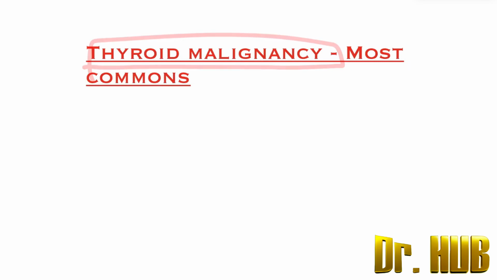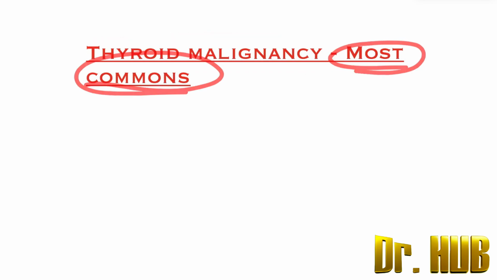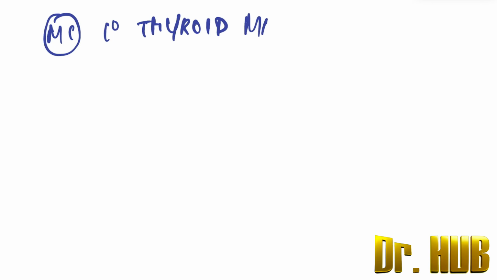Thyroid malignancies, and we're looking at the most commons. So what is the most common? Most common, you're writing it as MC, primary thyroid malignancy. So here the answer is papillary carcinoma.